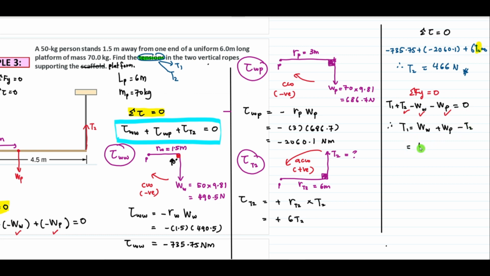Weight of the woman, 490.5, plus weight of the platform, 686.7, minus T2 is 466. Okay, finally you will get T1 is equal to 711.2 Newton. So this is the answer for T1 and T2. So we finish example number 3. So let's proceed to example number 4.